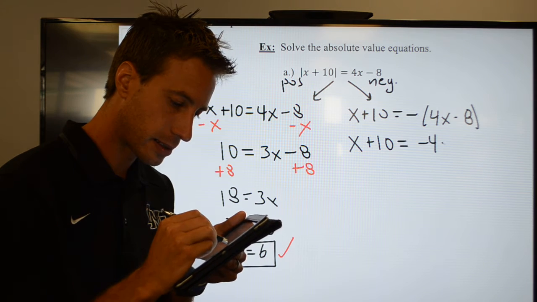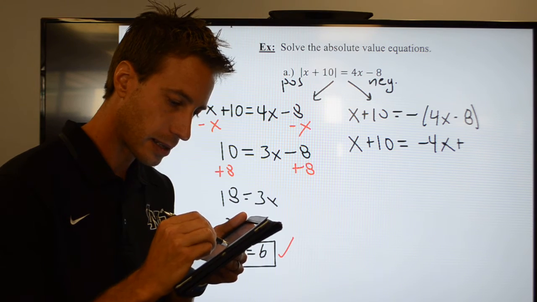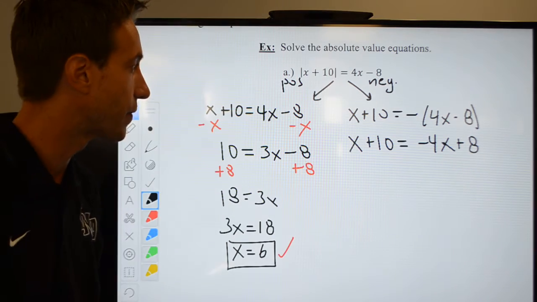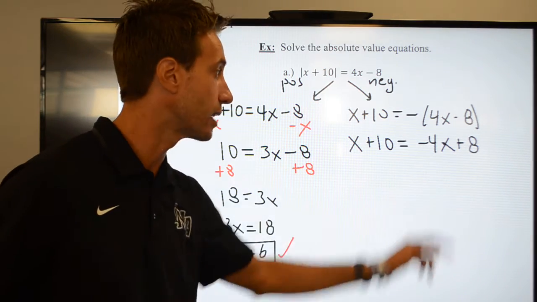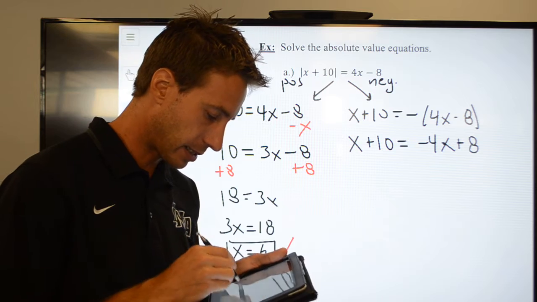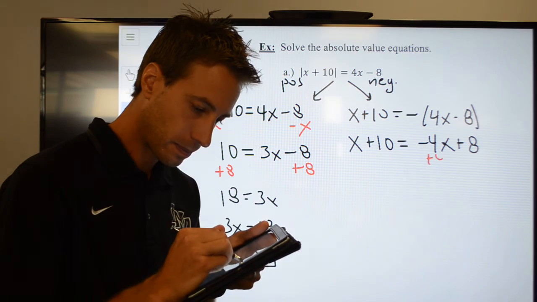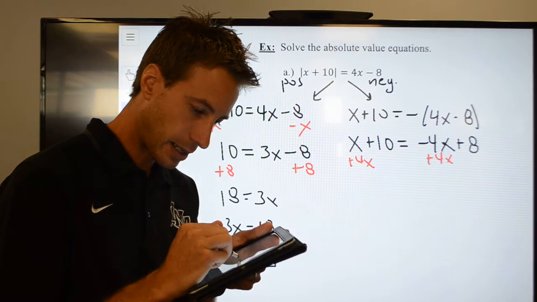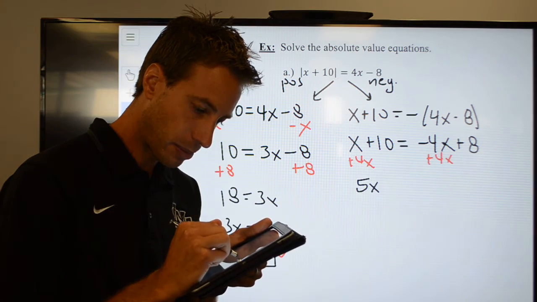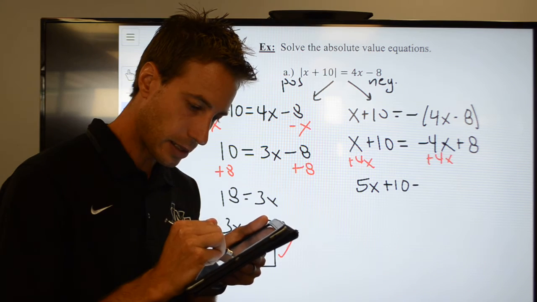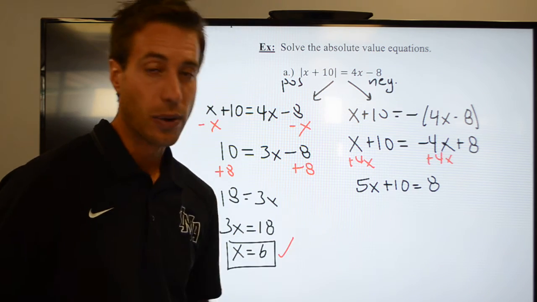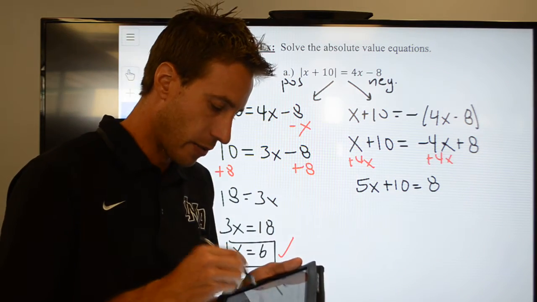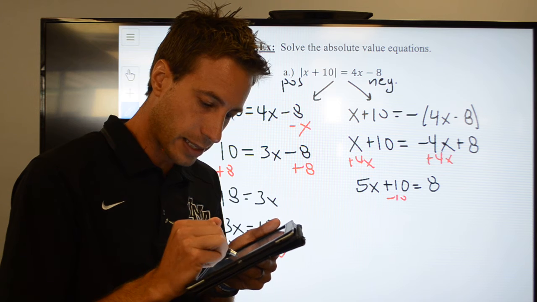Negative 4x plus 8. Once again, I want to try and keep things positive if I can. So the best way to do this would be to add 4x to this side. That's going to give me 5x plus 10 is equal to 8. Well, I got to get that x by itself, so I don't have a choice now. We're going to need a negative number. There's no way around it. Subtract 10 from both sides.